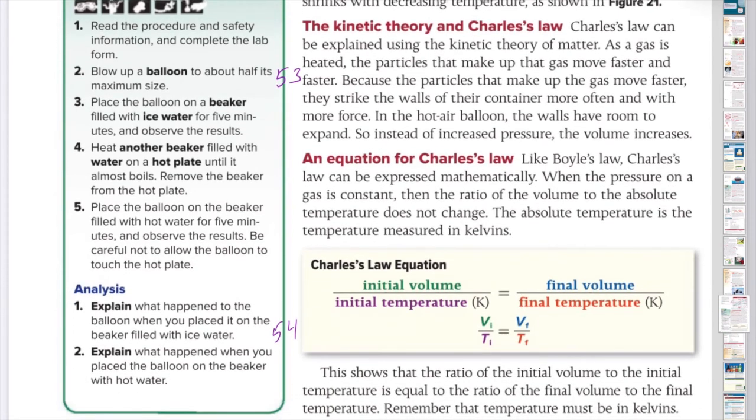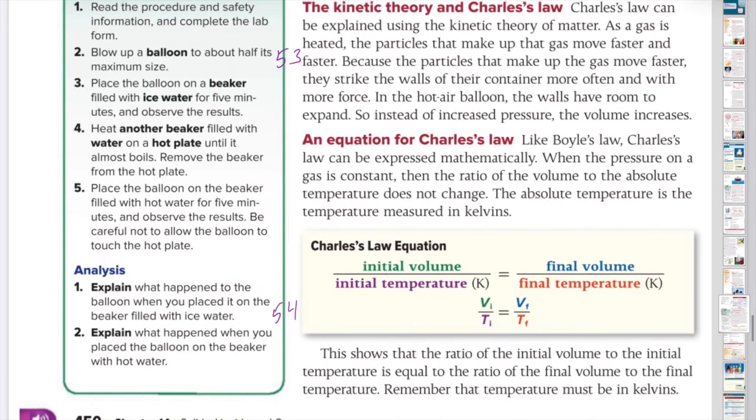So an equation for Charles' law. Like Boyle's law, Charles' law can be expressed mathematically. When the pressure on a gas is constant, so the pressure has to remain constant here, then the ratio of the volume to the absolute temperature does not change. The absolute temperature is the temperature measured in kelvins. You have to convert this to kelvins. You cannot do this in Celsius.